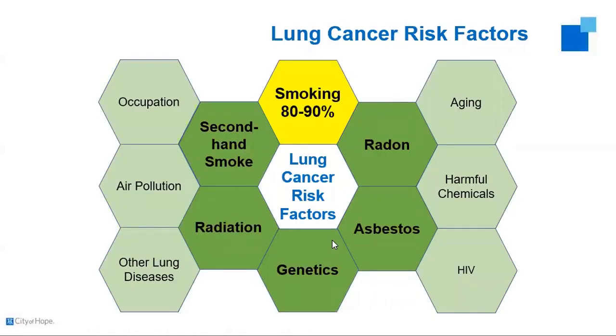Now, what are the common risk factors associated with lung cancer? As we all know, majority of the lung cancer that are being diagnosed are due to smoking. About 80 to 90% is due to tobacco smoking. Other reasons why we develop lung cancer is secondhand smoke exposure, exposure to radon, radiation, asbestos, and also family history. The others tend to be smaller contributors to the development of lung cancer, such as aging, other types of occupation, and air pollution.